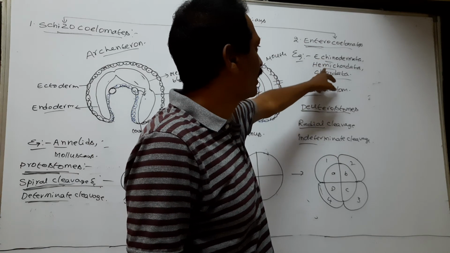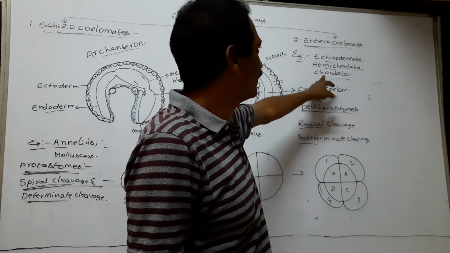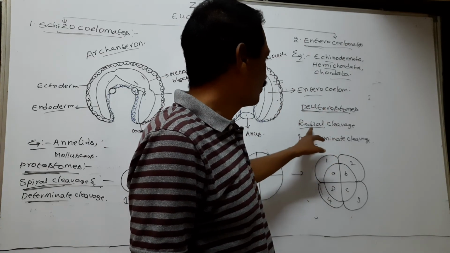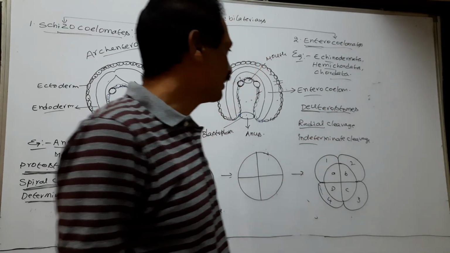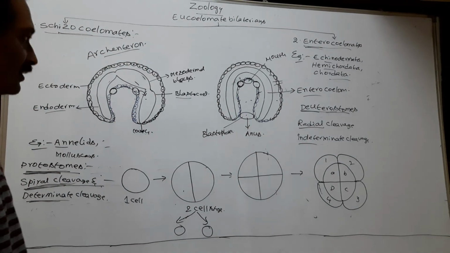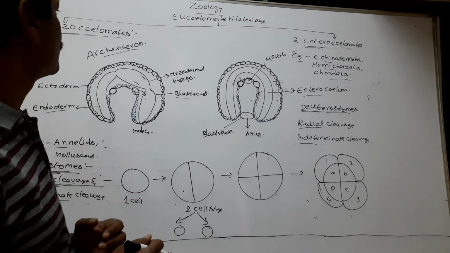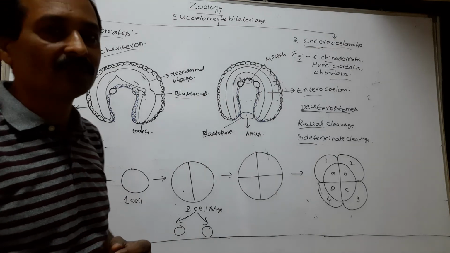Examples: Echinodermata, Hemichordata, and Chordata. Enterocoelomates are deuterostomes. They show radial cleavage and indeterminate cleavage. So these are the eucoelomate bilaterians, schizocoelomates and enterocoelomates.